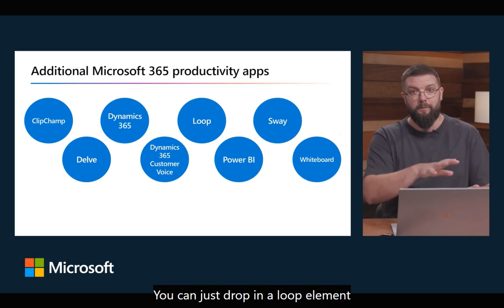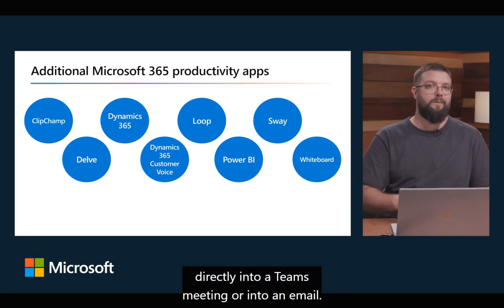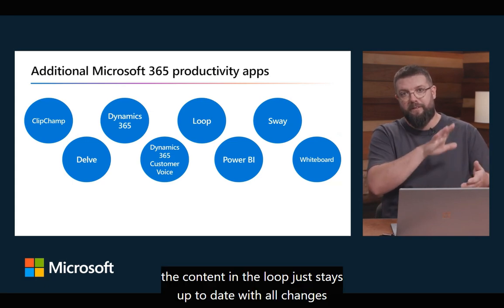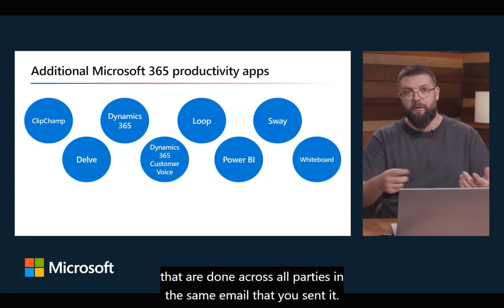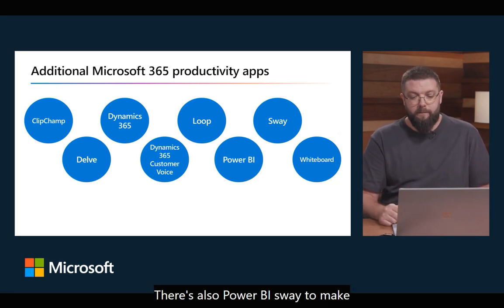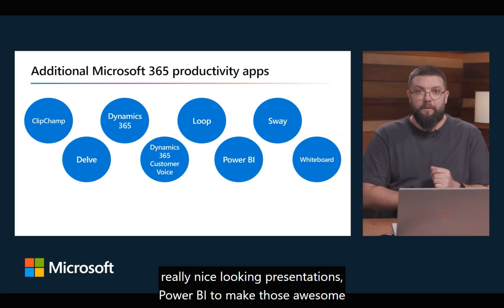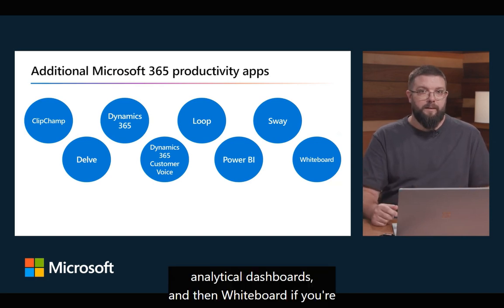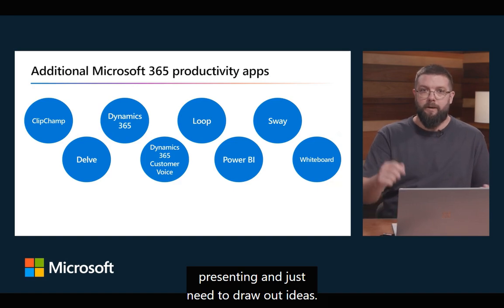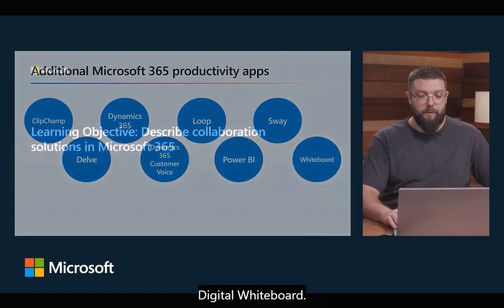You can just drop in a loop element directly into a Teams meeting or into an email, and the content in the loop just stays up to date with all changes that are done across all parties in the same email that you sent it. So it's modifiable directly in there or in that Teams message. There's also Sway to make really nice looking presentations, Power BI to make those awesome analytical dashboards, and then Whiteboard if you're presenting and just need to draw out ideas, digital whiteboard.